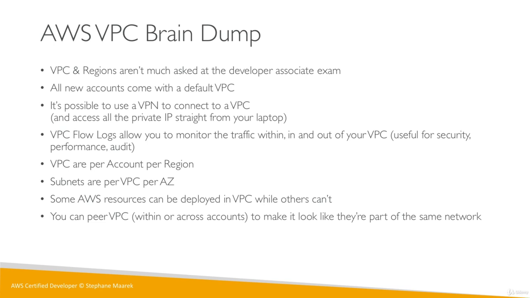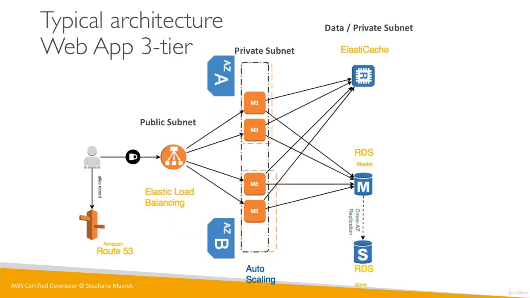Basically, when you start to have a large organization and many different accounts, but you want to make sure all the VPCs seem like they're part of the same network, you would go ahead and peer VPCs. So the only reason I'm telling you about VPC is so that we can look at the typical architecture of a web app, which is called the 3-tier architecture.